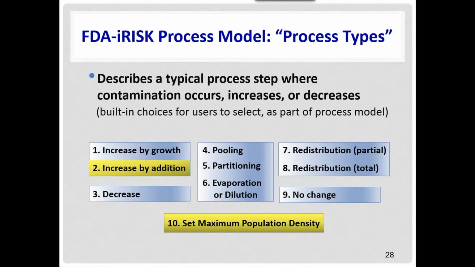The templates for process type, now 10 in total, again provide flexibility in the FDA-iRISK tool. You may recognize that some of these process types represent common or major process mechanisms in food production, processing, and handling that affect the prevalence level and spatial distribution of the organism due to inactivation, growth, and other changes.